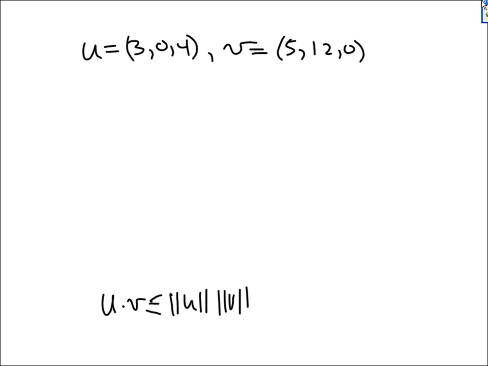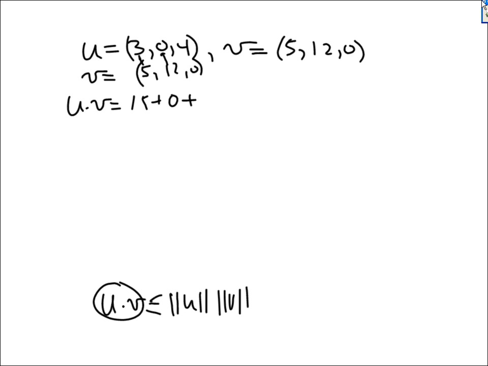Let's verify this. So, since I want u dot v, I'll put v right underneath. And why do I want u dot v? Because the formula tells me. So, u dot v is simply the product of those two numbers, 15, plus the product of those two numbers, plus the product of those two numbers. It is 19.